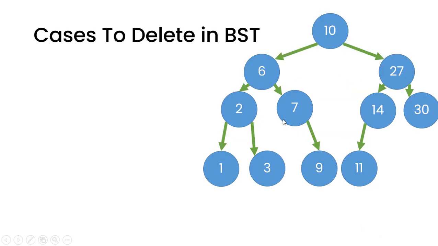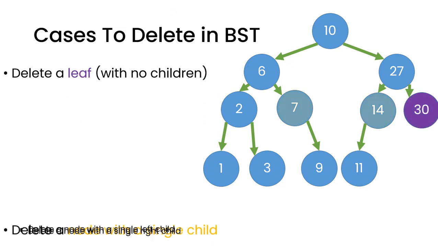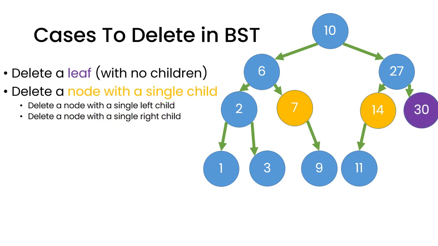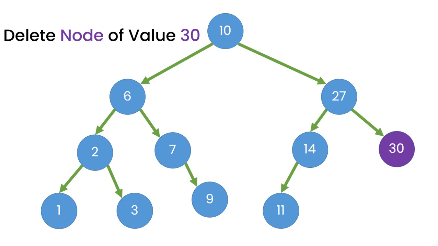Alright, so what are the cases for deletion in a binary search tree? We can delete a leaf that contains no children, or a node with a single child. Maybe we can delete a node with two children, or maybe we can delete a non-existing node. Those are the most frequent cases which you will probably hit. Let's start by deleting a leaf.